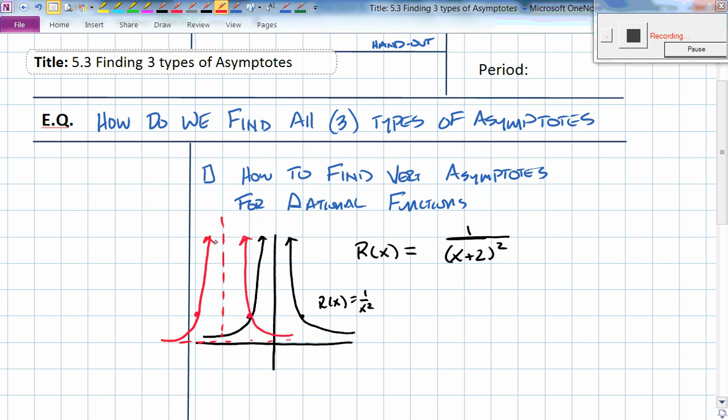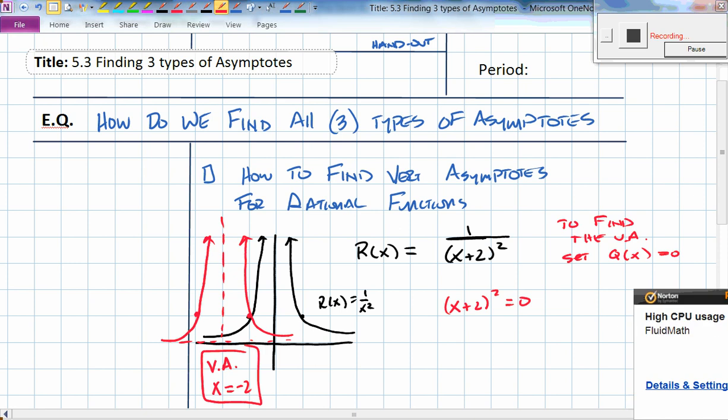So if we're looking for where the vertical asymptote is, what do you notice? What's the equation for the vertical asymptote? x equals negative 2, right? So the question is, how do we find that using algebra without having to use the graph? To find the vertical asymptote, I'm going to use VA for that. We're going to set our q of x, the denominator, equal to 0, and solve. So that's going to be (x plus 2) squared equals 0, and then we're going to solve this.